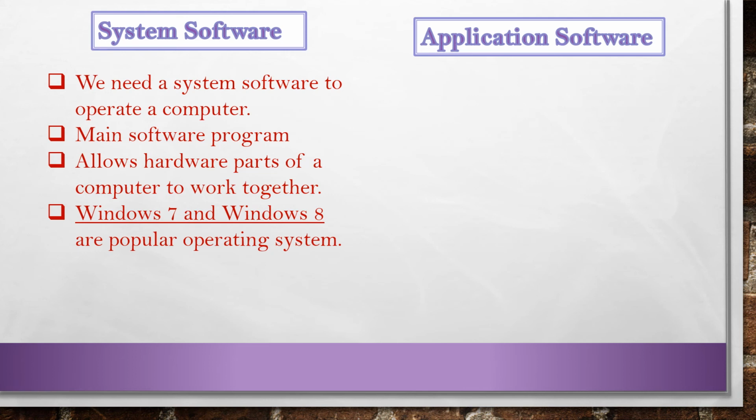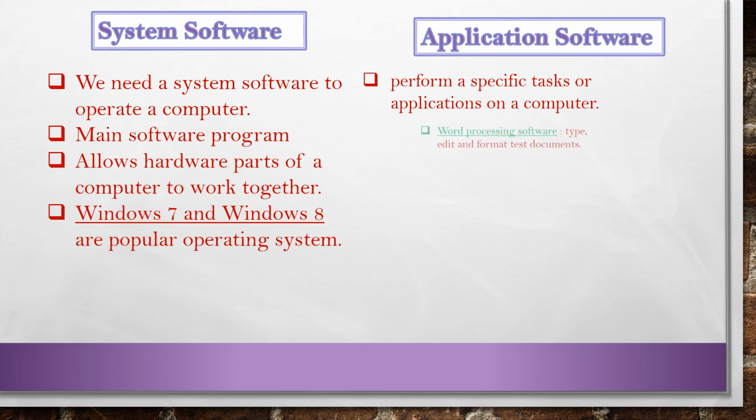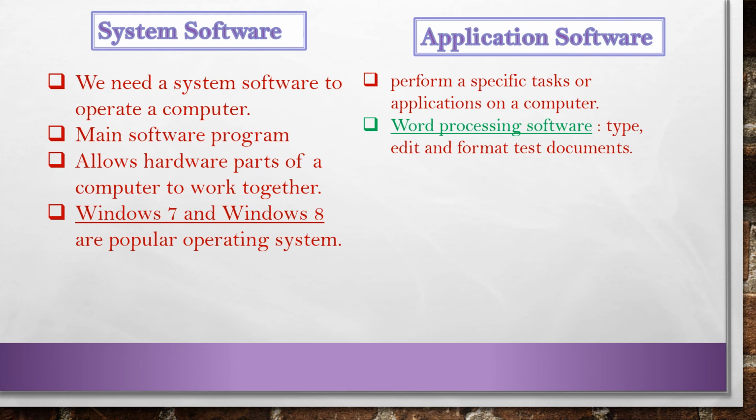Windows 7 and Windows 8 are popular operating systems. Next is the application software. Application software performs a specific task or application on a computer. Word processing software, spreadsheet software, database software, and multimedia software are the different application software. We will see first word processing software.